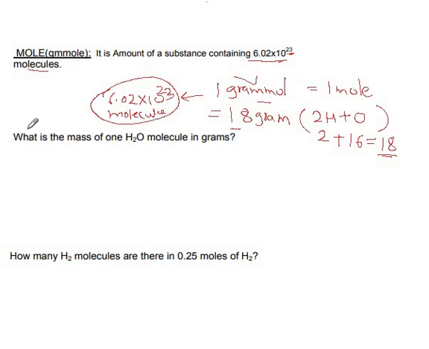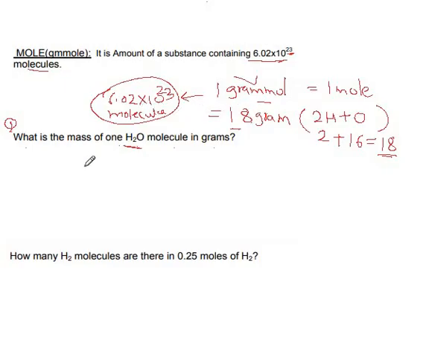Okay. So here now we have this one question. What is the mass of 1 water molecule in grams? So when this much molecules make 1 gram mole of water, that means 18 gram, this much molecules. What is the mass of 1 water molecule in gram? So what will that be? This much molecules, this much gram.